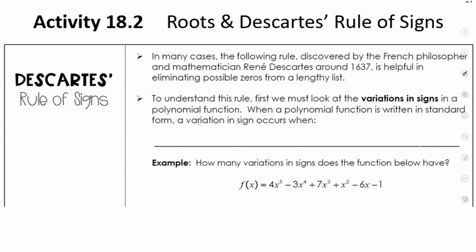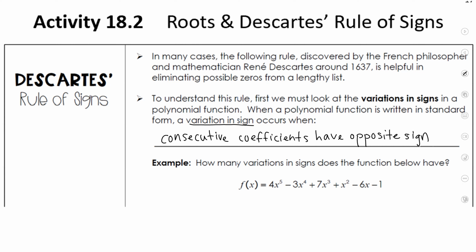Well, let's talk about what a variation in sign is first. A variation in sign is when consecutive coefficients have opposite signs. That is what a variation is.